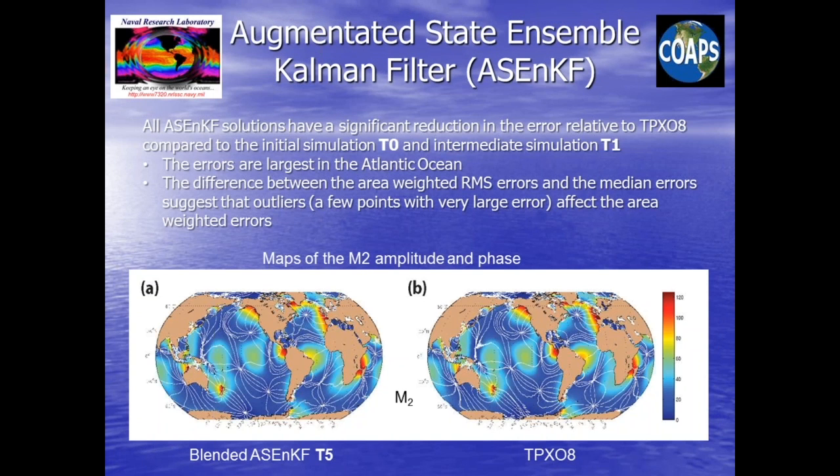This is the corresponding map of amplitude and phase for this extended Kalman filter that we had, and that's actually the data set that we were assimilating. That's the TPXO data set. And so again, by eye, they look very, very close. And so the RMS error for those two is only 2.5 centimeters.